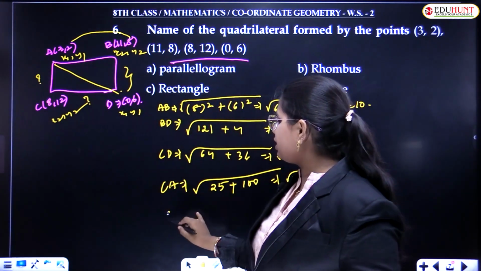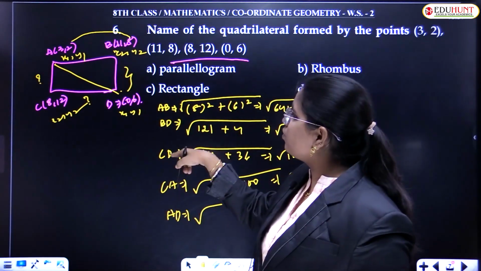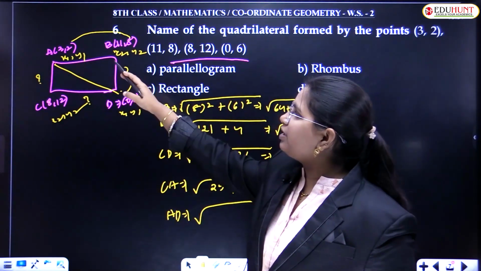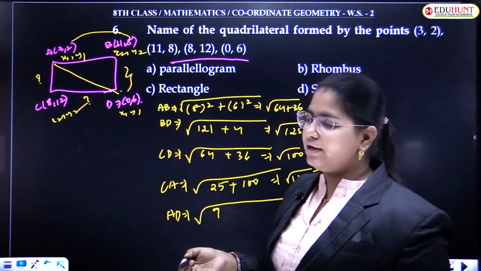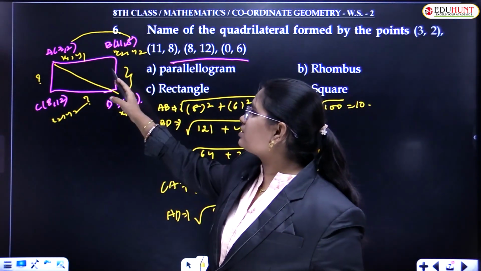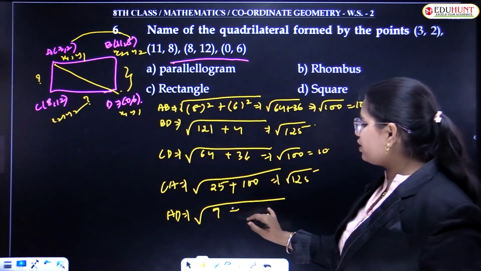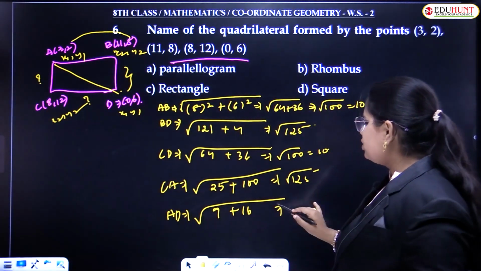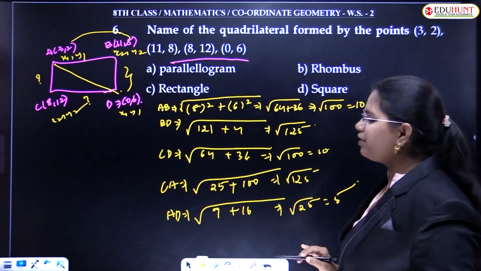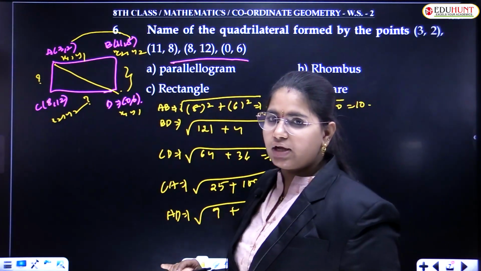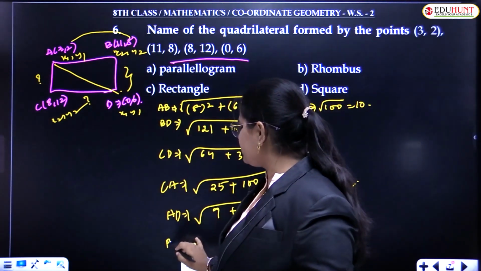So what is the first diagonal? AD. So let me calculate the AD diagonal. What will it become? 0 minus 3 whole square, which is 9. Correct? 3 square is 9. Next, 6 minus 2 is 4 square, which is 16. So 9 plus 16 is root 25. Root 25 value is 5. Correct? So we are done with the first diagonal, and next we have BC.